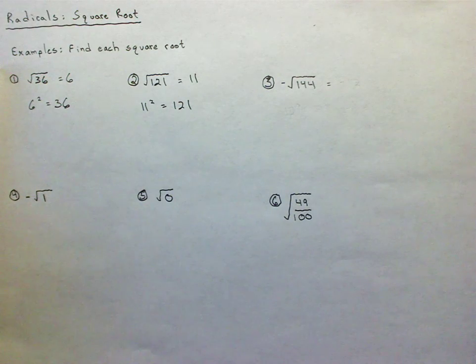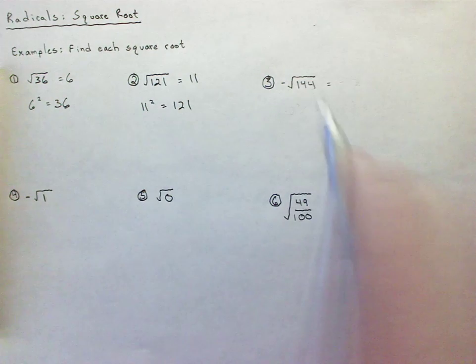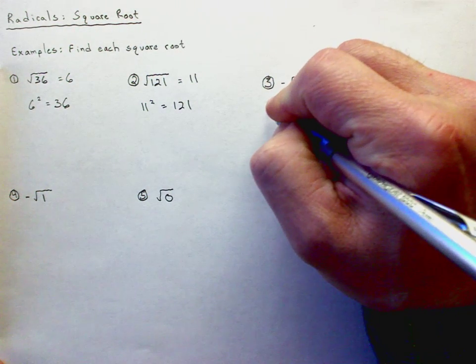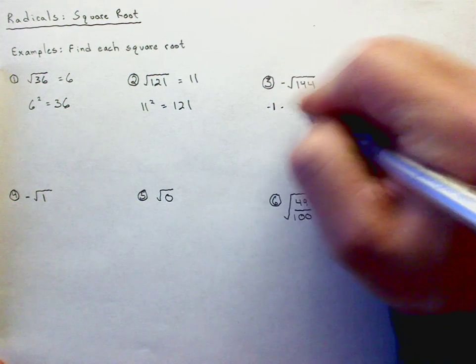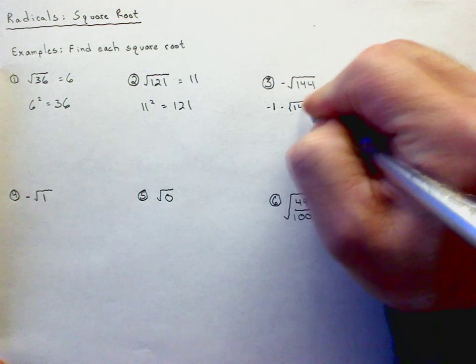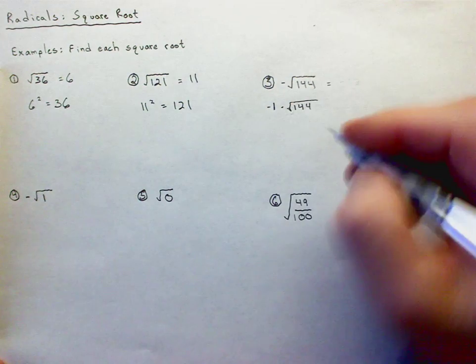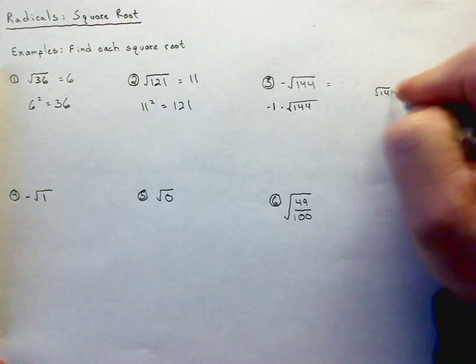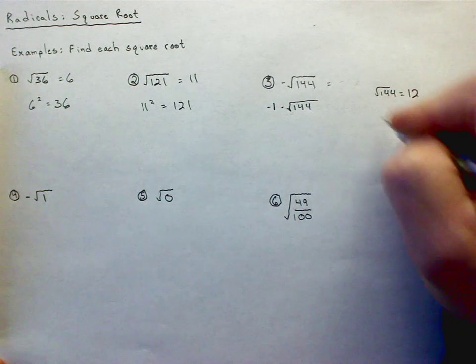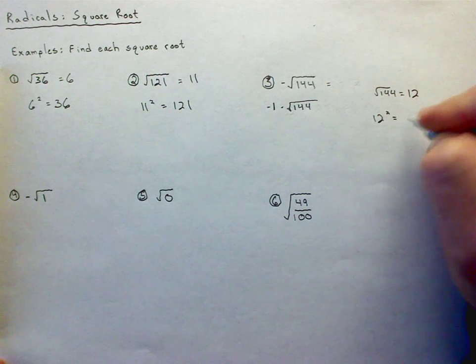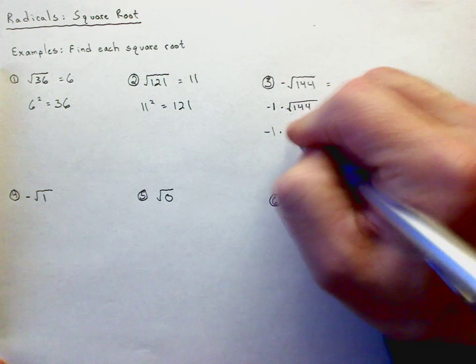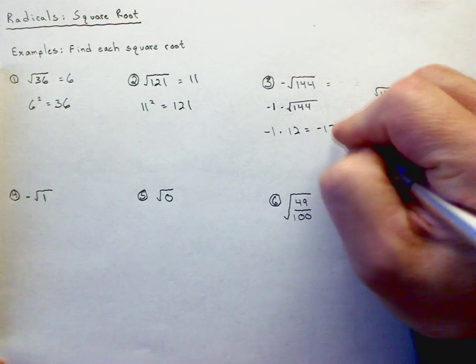Alright, for number 3, this is the negative square root of 144. How I can view this, if it helps, is to view that negative sign as a negative 1 times the square root of 144. The square root of 144 equals 12, because 12 squared equals 144. So I know that a negative 1 times 12 equals a negative 12.